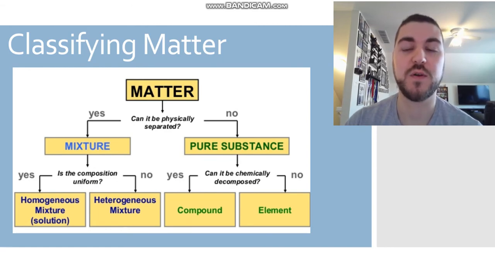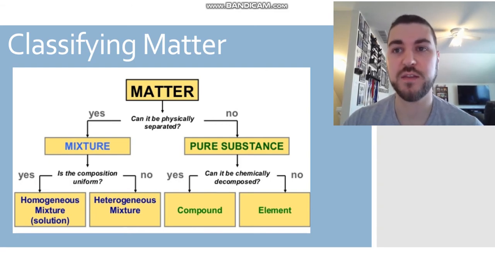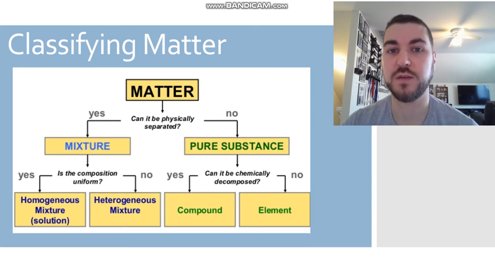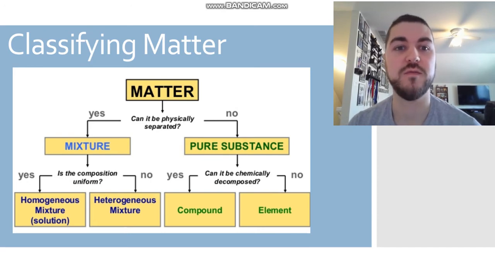If you have a sample and you can filter it and change it into its components, then you've got a mixture. If you can boil it and separate it into components, you have a mixture. If you can't do these things, then you've got a pure substance. So again, if you run it through a filter and you can break it apart into multiple substances, then you've got a mixture. If you can't do this, or you can't boil it or separate it by any physical means, then you've got a pure substance.